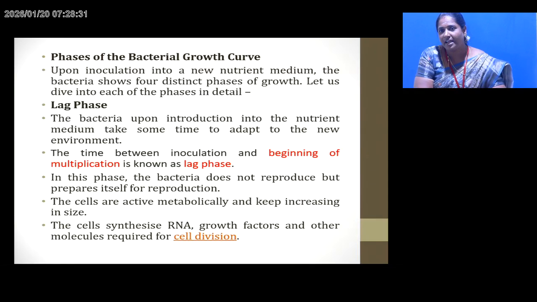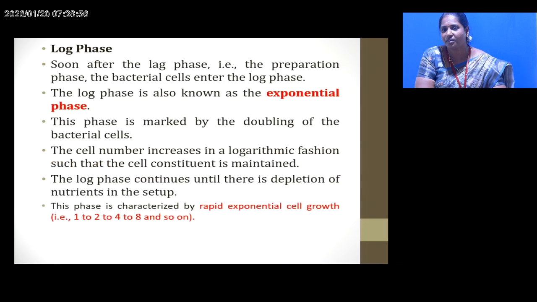First one, lag phase. Bacteria are introduced into a new environment. The beginning of multiplication is known as lag phase. In this phase, the bacteria do not reproduce but prepare themselves for reproduction. The cells are metabolically active and keep increasing in size. The cells synthesize RNA, growth factors and other molecules required for cell division.